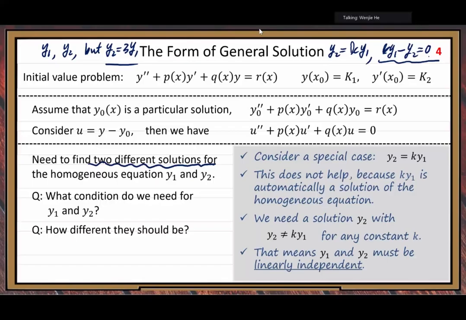We do not allow it to happen. So we want these two functions to be linearly independent. So we need to study this linear independence concept, and together with it, the linear dependence concept.